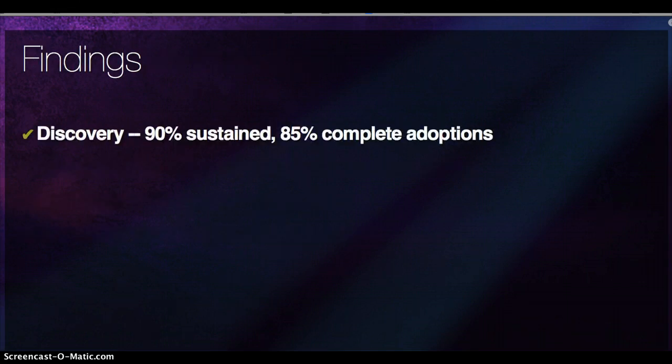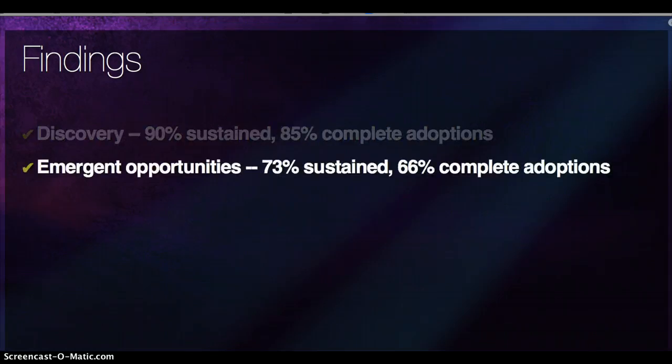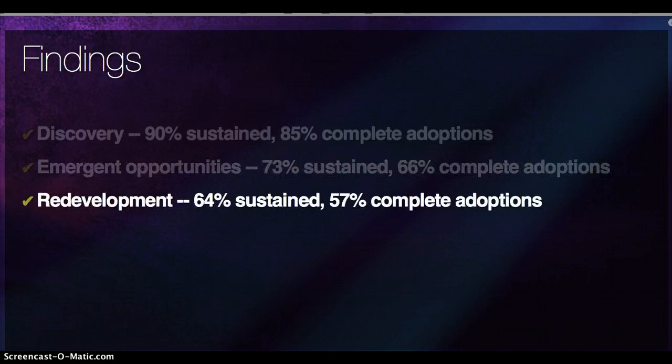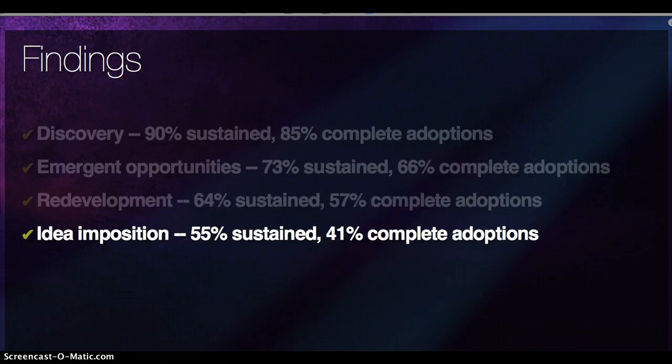What he finds is that the discovery process leads to about 90% sustained adoption and 85% complete adoption. The emergent opportunities process leads to 73% sustained adoption, 66% complete adoption. The redevelopment process leads to 64% sustained adoption, 57% complete adoption, and idea imposition leads to 55% sustained and 41% complete. So as you can see, as you go down from discovery, you have a big drop-off.